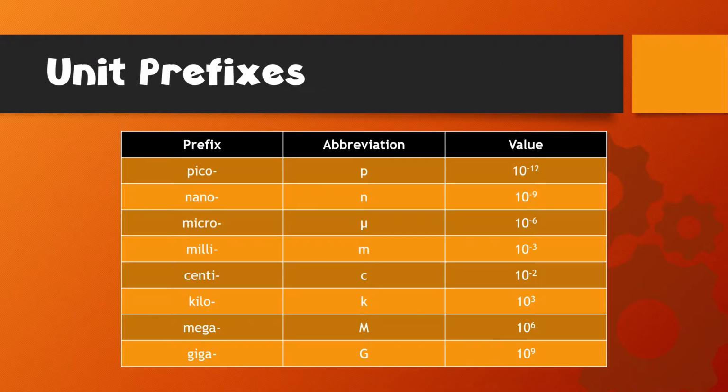Here's a table that includes the unit prefixes that you'll need to know for physics. For the most part, we'll use centi, milli, and kilo the most, but in second semester especially, we'll see some of those smaller prefixes like pico, nano, and micro, as well as some of those larger ones like mega and giga.